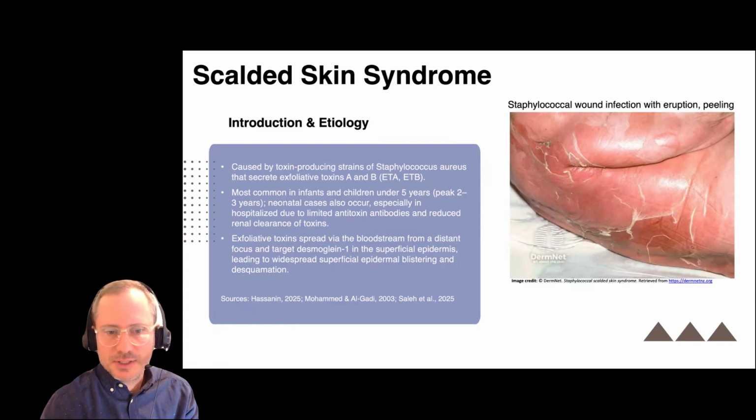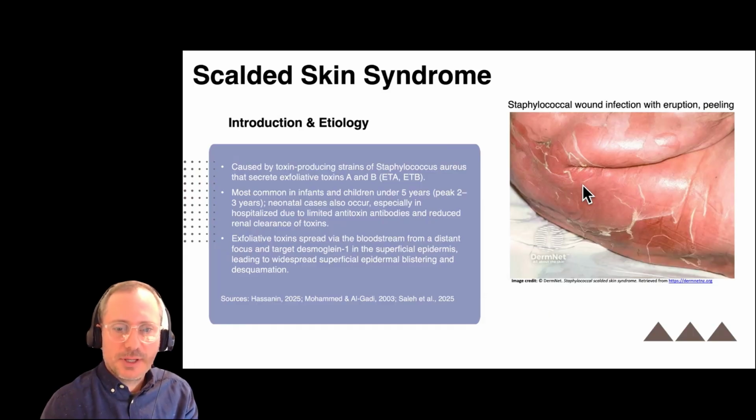Now on to scalded skin syndrome. This is a condition that's caused by strains of S. aureus that produce exfoliative toxins A and B. It primarily affects infants and younger children. These toxins spread through the bloodstream and can cause widespread blistering.